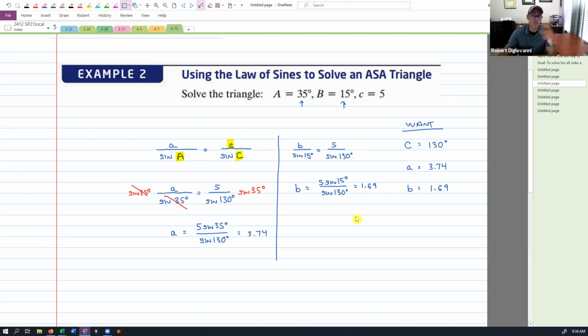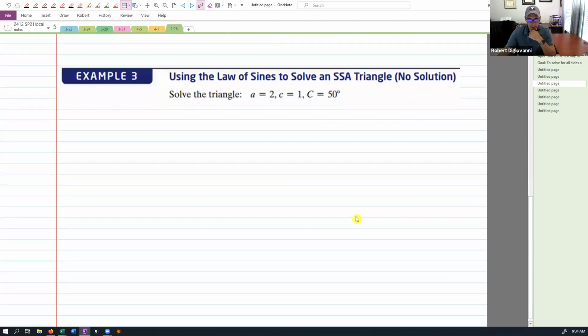So what do y'all think? I mean, relative to what we've been doing, like identities and solving trig equations, this seems a little bit lower level. Yeah, like not as bad. Do you agree? Yeah. Okay, now let's look at the next one.